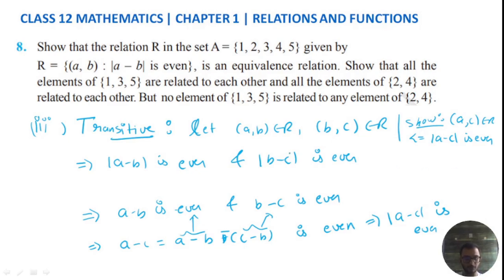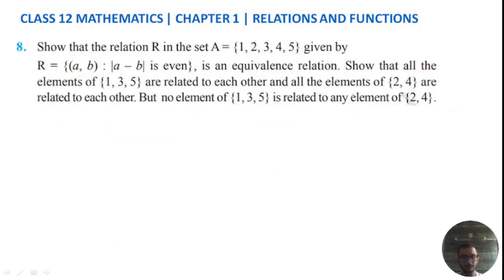Now let's see what is the further part of the question. So further we have to show that, now I think the further part you will do on your own. I will give it to you as homework, but I will give you an idea how to do it, so that all the elements of 1, 3, 5 are related to each other, and all the elements of set 2, 4 are related to each other, but no element of 1, 3, 5 is related to any element of 2, 4.